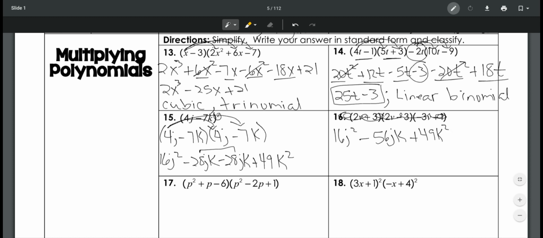Now, in this one, we were talking about the fact that I have multiple variables. So this one is a little bit hard to classify as far as a degree is concerned. So we're not going to classify it by degree, but it is a trinomial because it does have 1, 2, 3 terms in it.